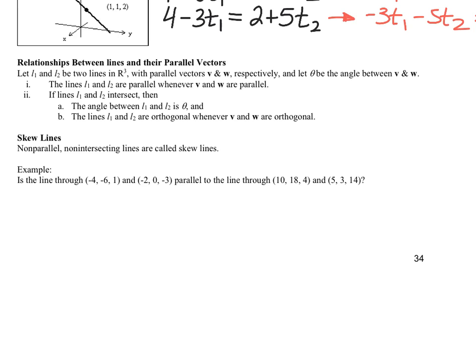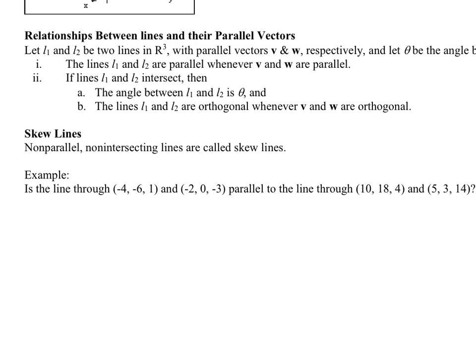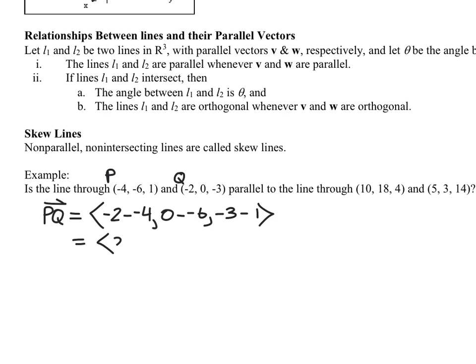So I'm going to want to find the displacement vector between these 2 points. You can call it anything you want, but I'm just going to call it P and Q, just to make life a little bit more simple in terms of the notation. So vector P to Q: -2 minus -4, 0 minus -6, and then -3 minus 1. Okay, so this is really a plus, so 2, 6, -4.